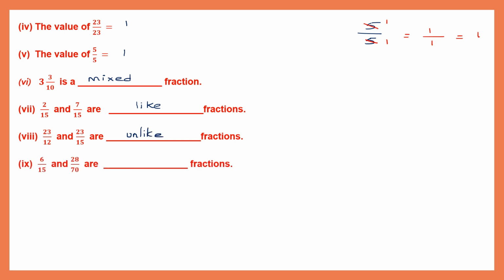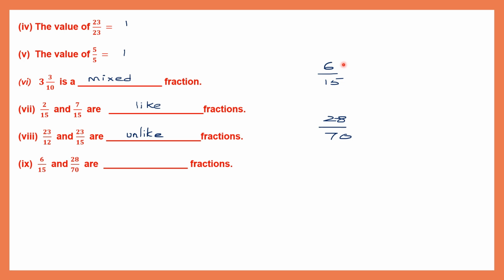Question 9. 6 by 15 and 28 by 70 are what fractions? Now they are unlike fractions. Now let's have a look at both the fractions properly. So we're going to take 6 over 15 and let's take 28 over 70. Now both these fractions, let's try and reduce them to the lowest term. Reducing means we divide the numerator and the denominator by the same number.